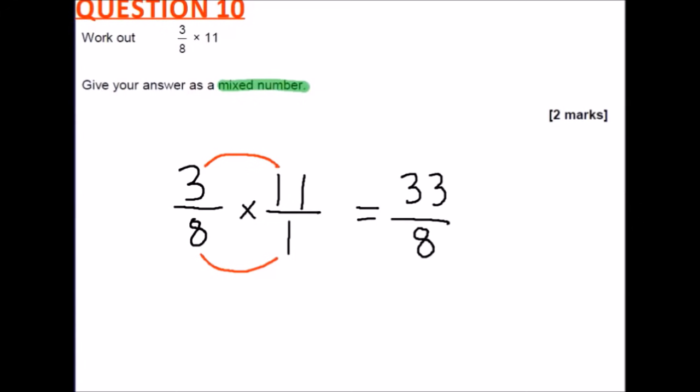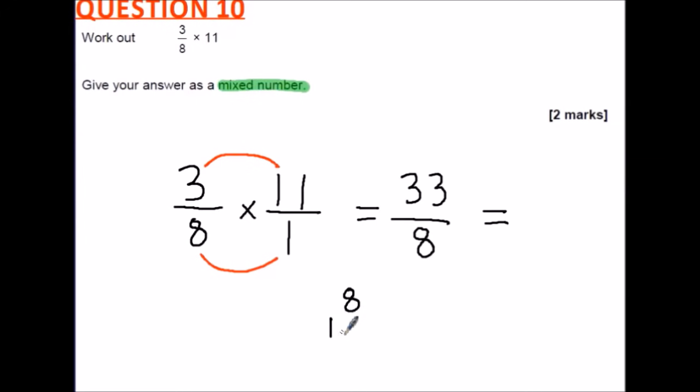Now a mixed number is a mixture of a whole number next to a fraction. And so we treat this in a sense as a division. To change it back to a mixed number from the top heavy fraction, you find how many times the bottom number fits inside the top. So how many times can we fit 8 into 33?